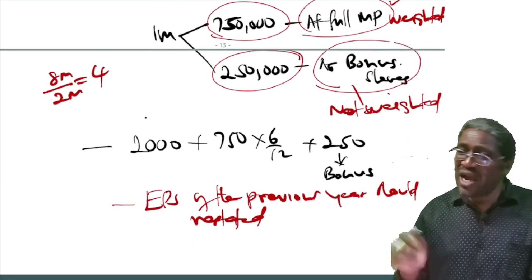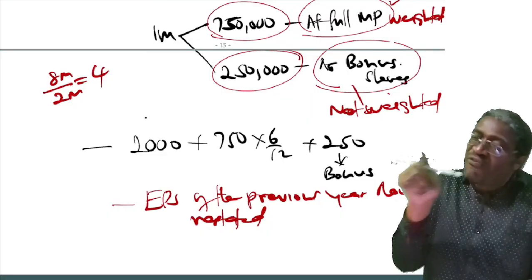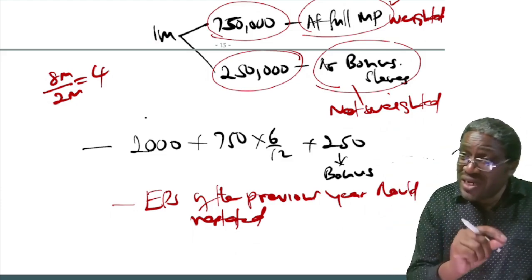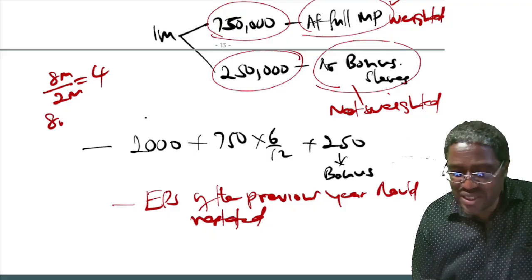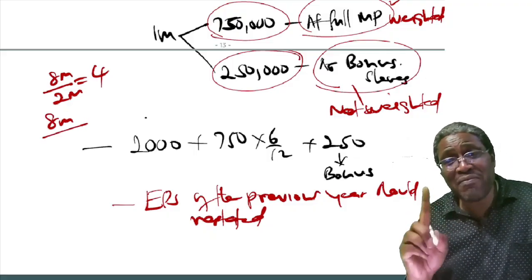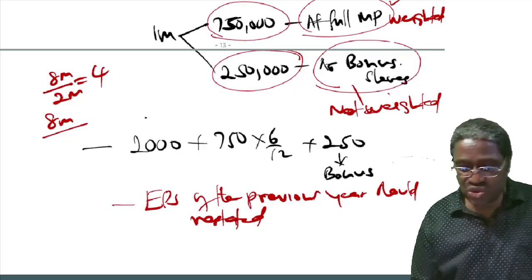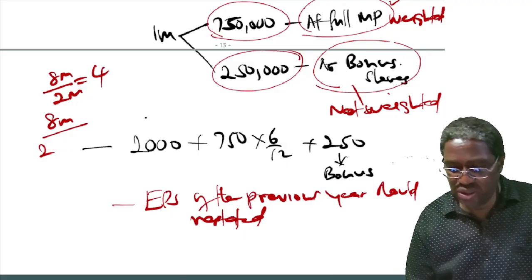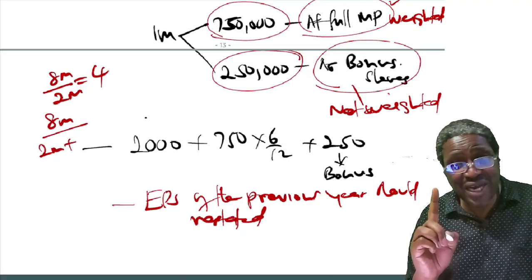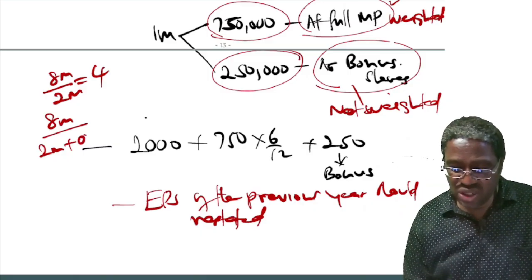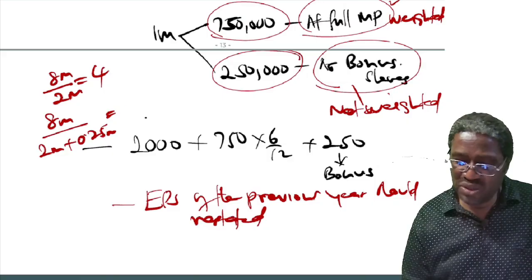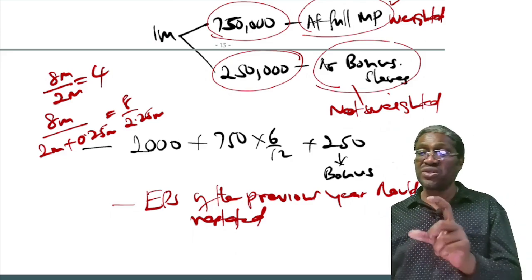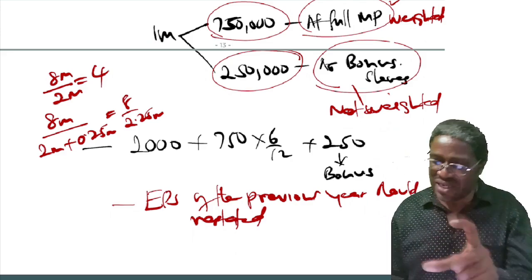Now listen, this year we issued another 250,000 for free as bonus, so the EPS of last year should be restated. How? You divide the earnings of last year, 8 million, by the number of shares last year, which is 2 million, plus the bonus share element in the current year, which in my illustration here is 0.25 million. This will be 8 million divided by 2.25 million. That's how you compute the restated EPS.